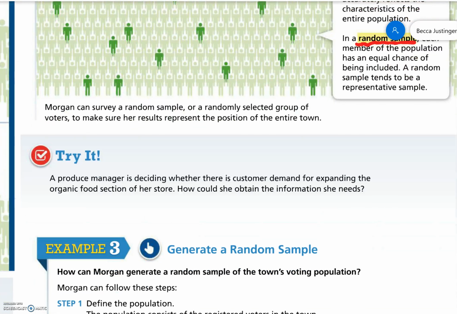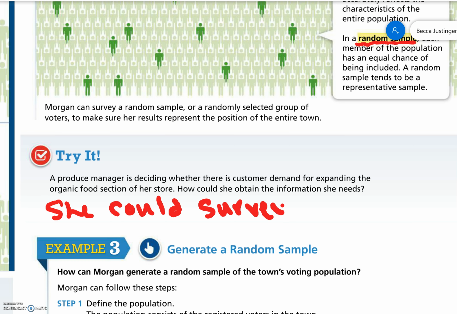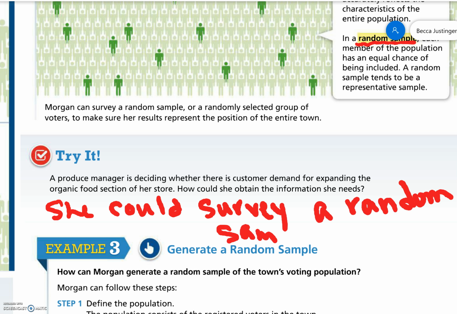A produce manager is deciding whether there is customer demand for expanding the organic food section of her store. How could she obtain the information she needs? Well, she could survey a random sample of customers.